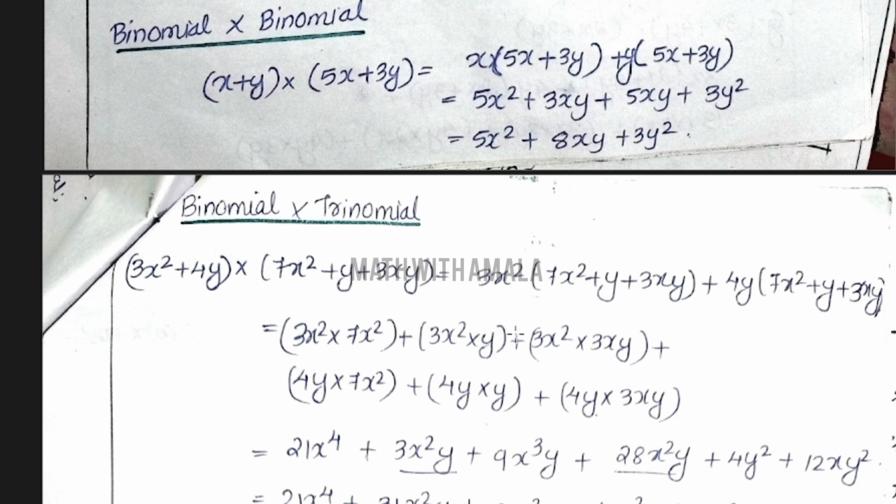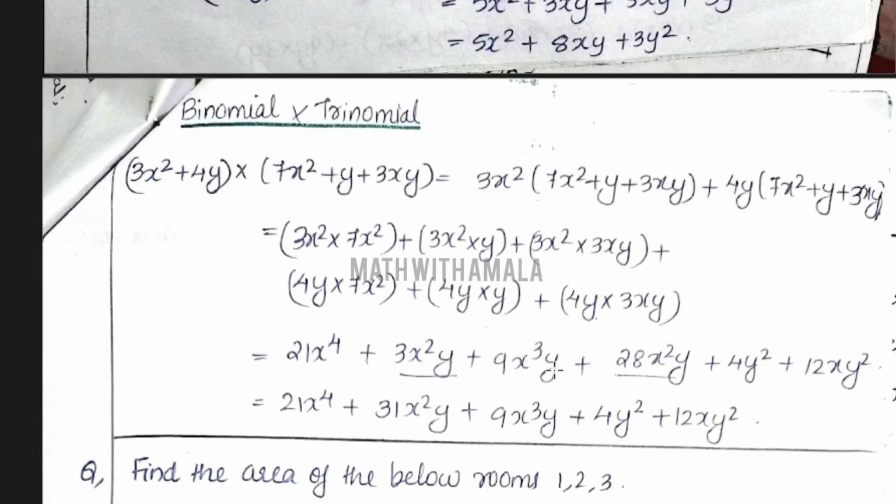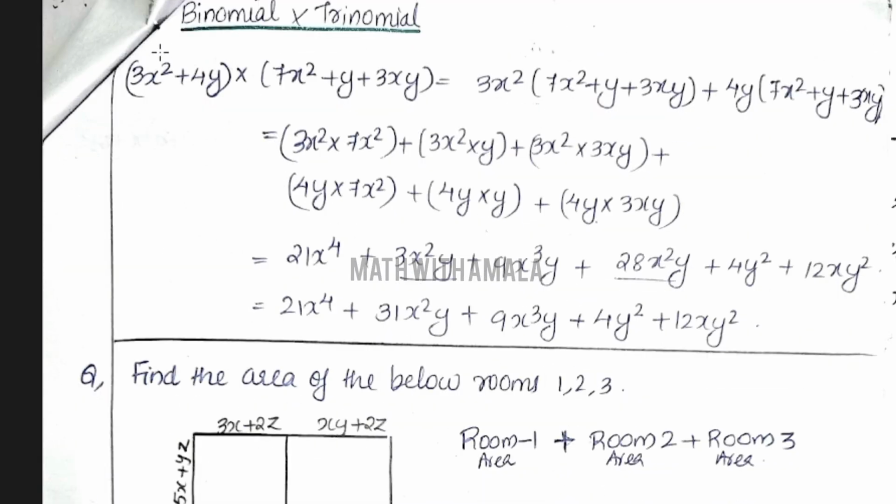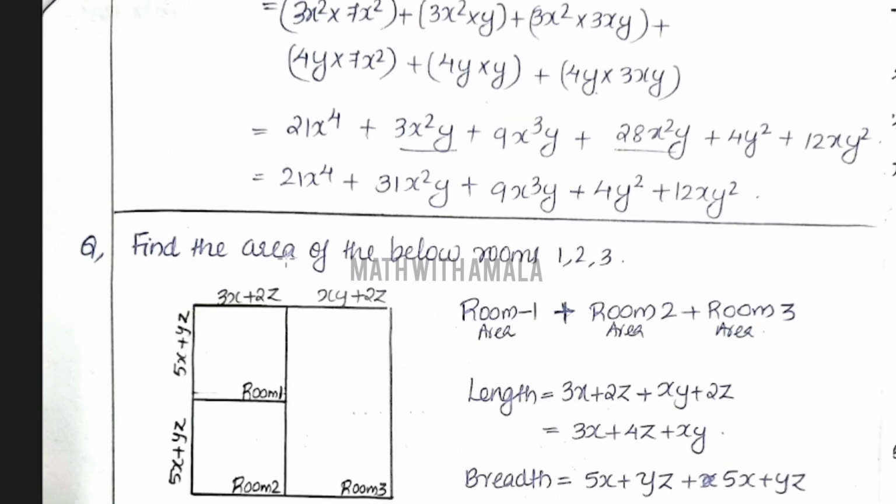Let's take the last one, binomial into trinomial. 3x square plus 4y into 7x square plus y plus 3xy. Here also we are doing it with the distribution. We are distributing 3x square and 4y with each term in the trinomial.